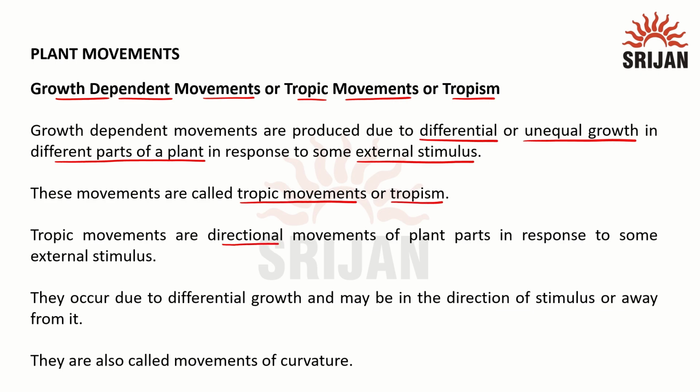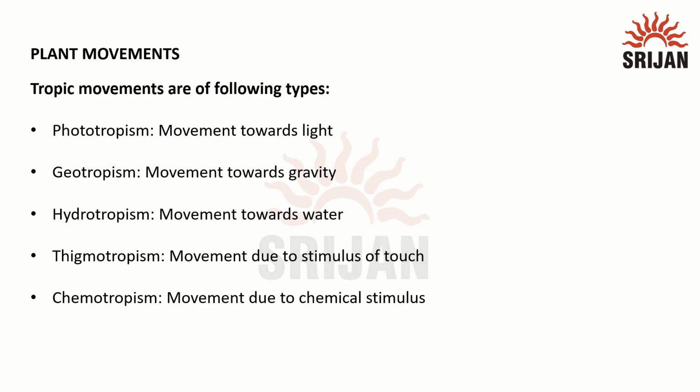Tropic movements are directional movements of plant parts in response to some external stimulus, and they occur due to differential growth. They may be in the direction of the stimulus, or it can also be away from the source of stimulus, and they are also known as movements of curvature. The tropic movements are of the following types.